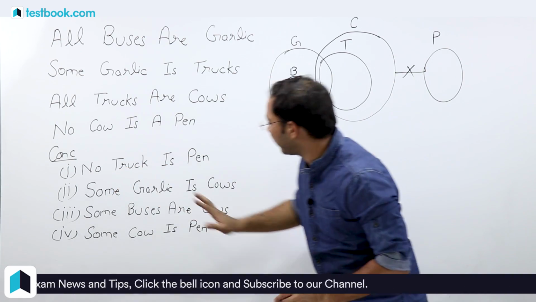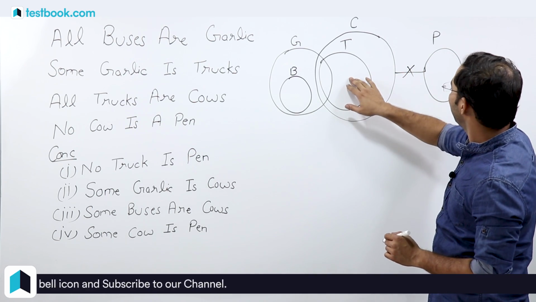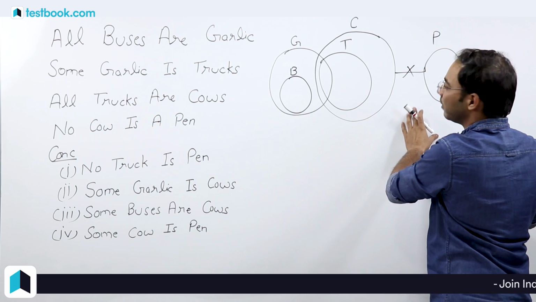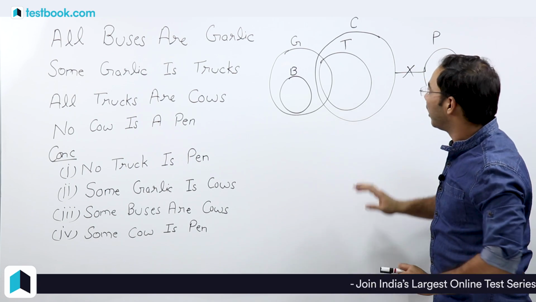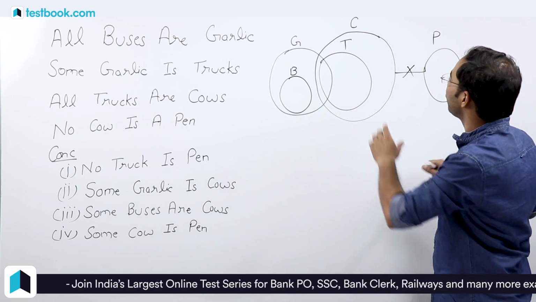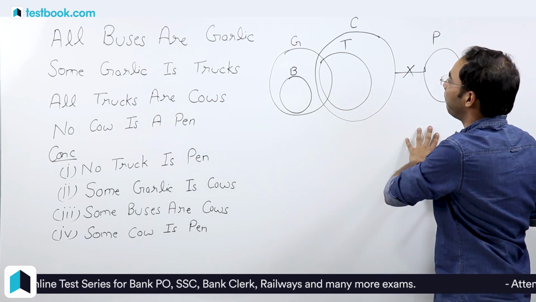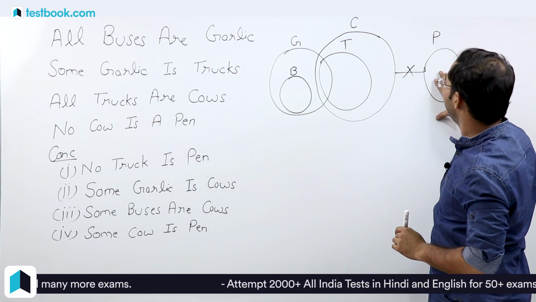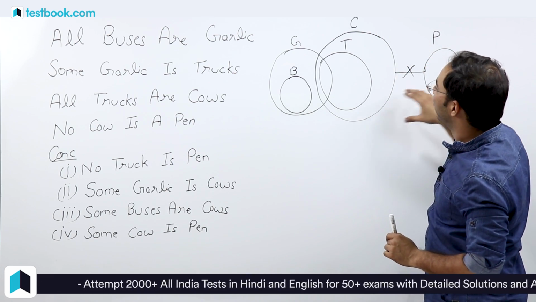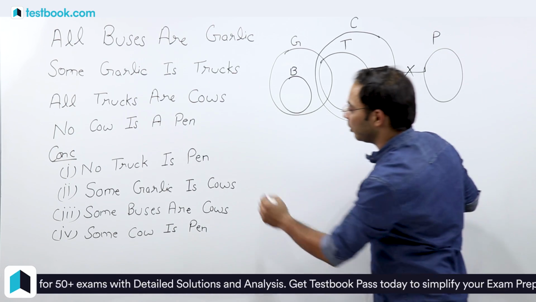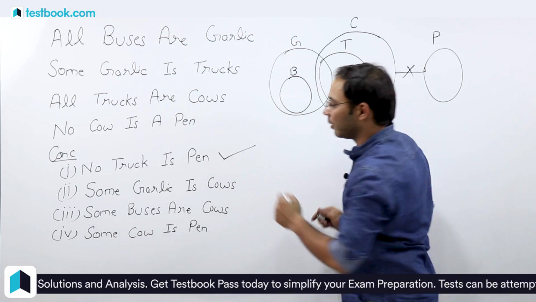First conclusion is no truck is pen. Now trucks are here, pen is here. Look, no cow is a pen. This is given in your statement. Now if truck is in the cow, then trucks will also not be pen, because if this bigger part is not related to this pen part, then this smaller part truck will also not be related to this part. So this will be your correct.